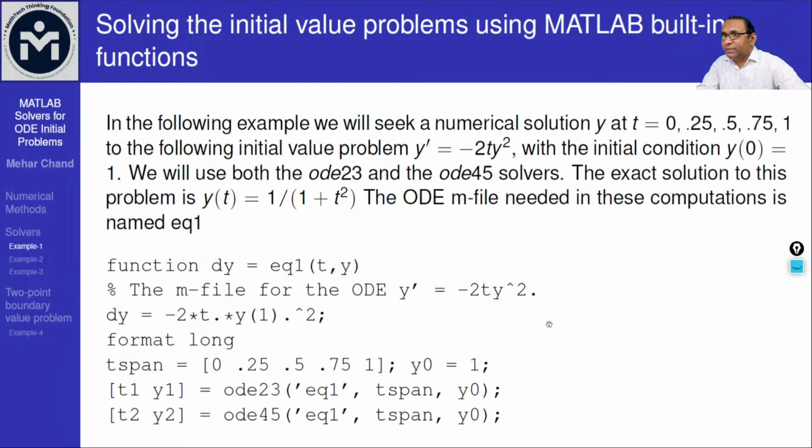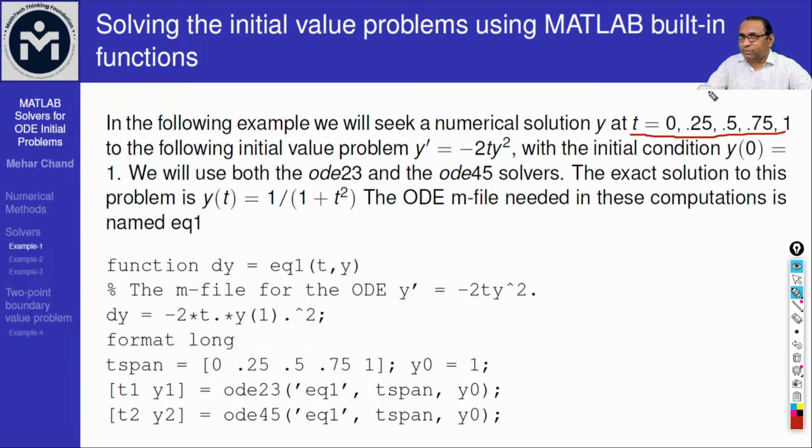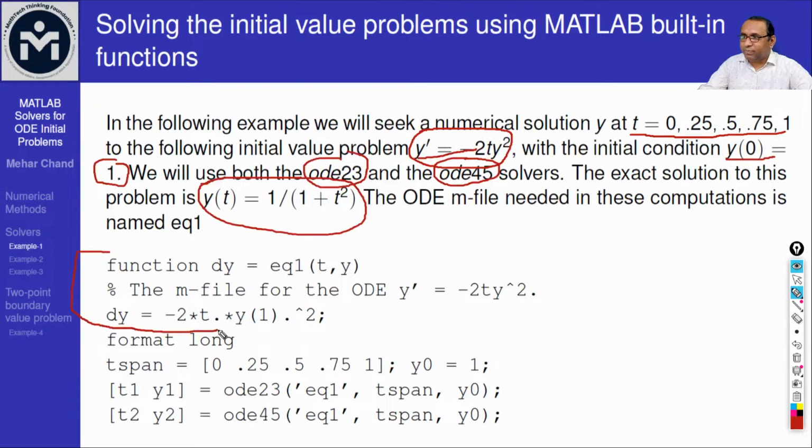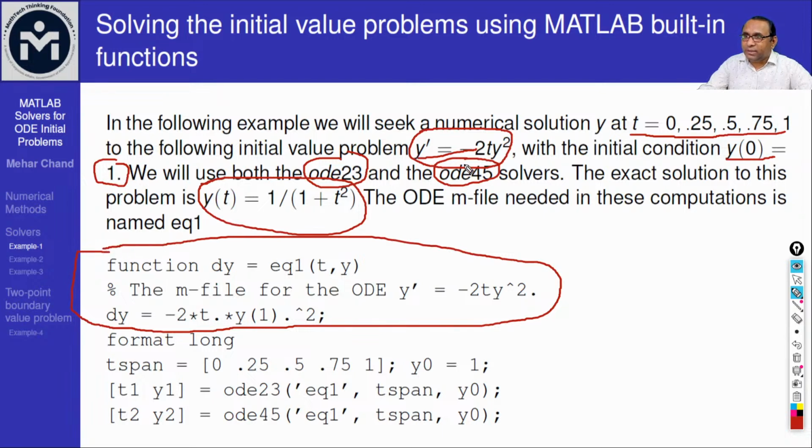Next we have a very simple example. t is equal to 0, 0.25, 0.5, 0.75, and 1. So we have the interval from 0 to 1. At these points we want to calculate the values, and we have this very simple first order example: y' is equal to minus 2ty squared, with this initial condition. This part is nothing but the differential equation at this place.